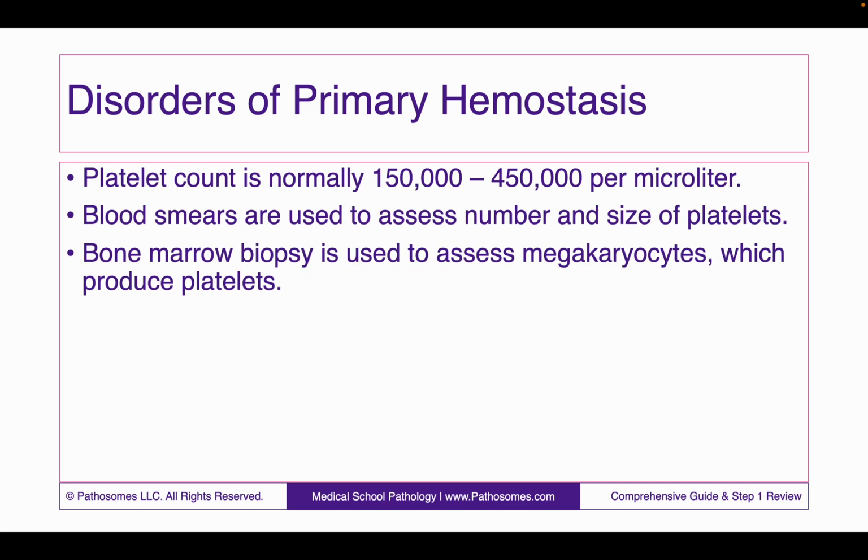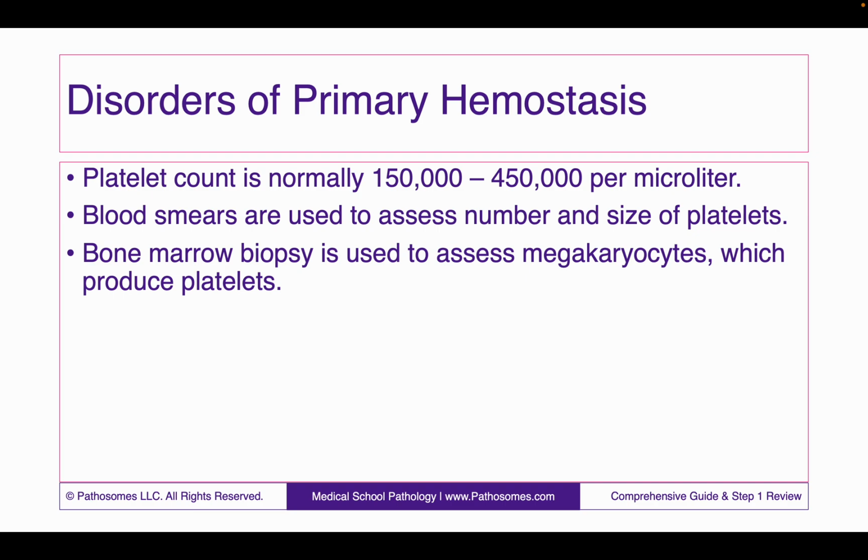Normal platelet count is 150,000 to 450,000 per microliter. You can see abnormal platelet numbers if you get a CBC with diff, or if the pathologist reviews the blood smear under a slide and notes lack of platelets, thrombocytopenia, right?